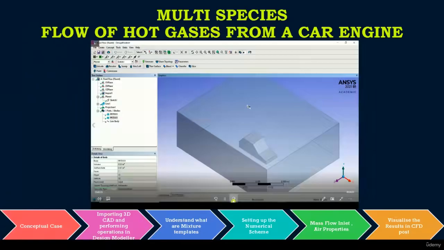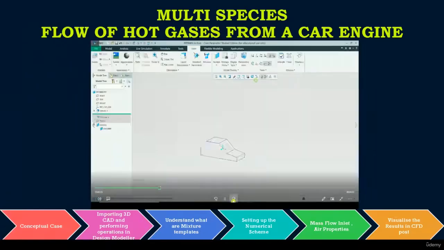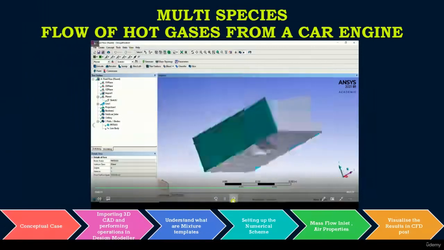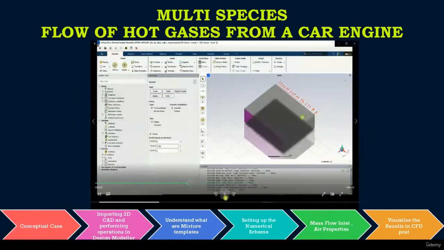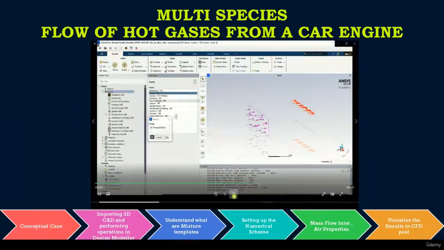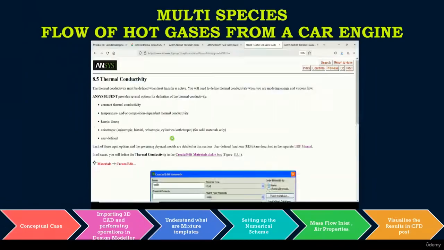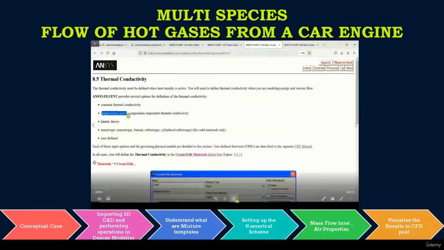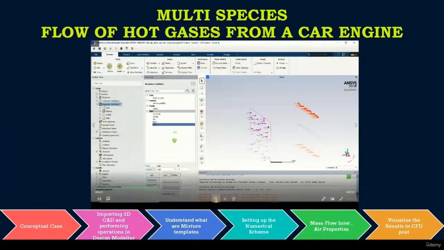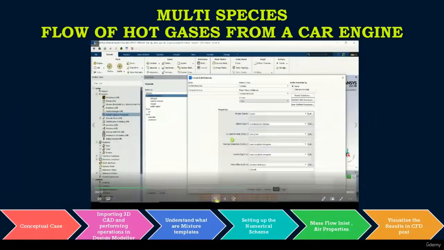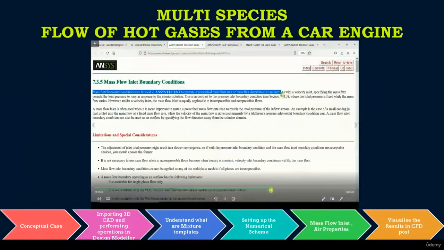We will import the geometry into Design Modeler and perform some design operations on it, which will help us to simplify the geometry. We will discretize the domain and set up the numerical scheme by adding different models, for example the mixture templates, by utilizing the species transport model. We will understand the different air properties which are required to solve these cases. We will go through the different boundary conditions, for example the utilization of mass flow inlet. And finally, we will try to visualize these results in the CFD post module.